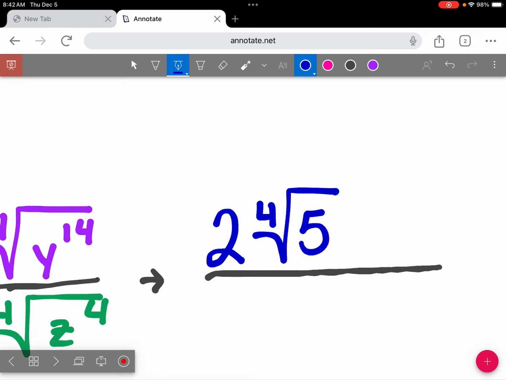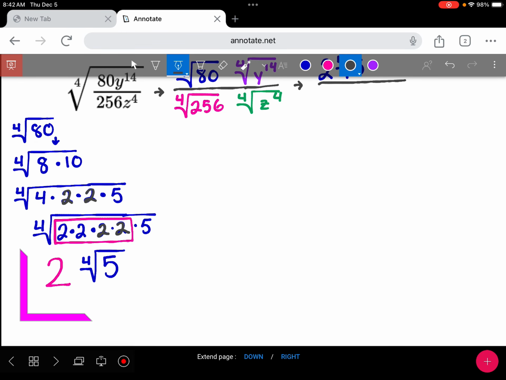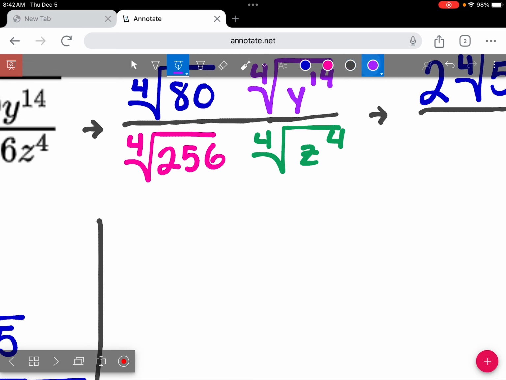Then let's look at our next piece, our fourth root of y to the 14. I'm just going to draw a little barrier here so we can keep things organized. Fourth root of y to the 14.